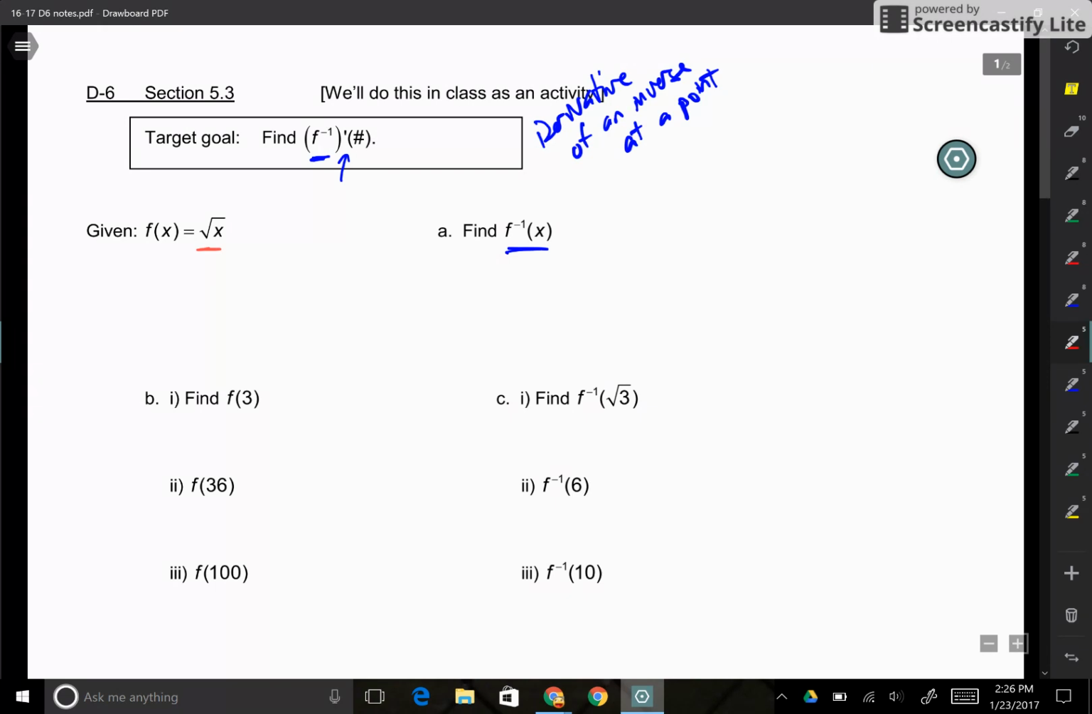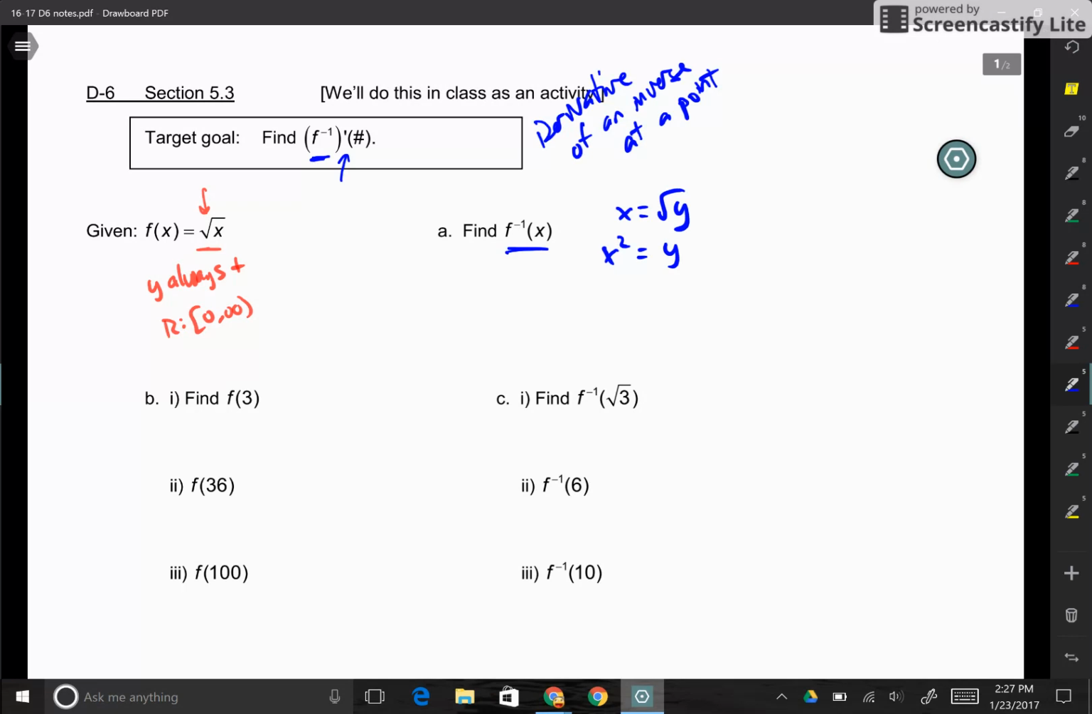Now, before I start, that's a square root. I see no symbol right there, which means that this square root is always going to turn out positive. So if my y's are always positive, that must mean my range is 0 to infinity. I point that out because when I come over here to do my inverse, swapping x and y and solving for y, y is going to be equal to x squared. Well, x squared is a parabola opening upward. That's not a one-to-one function. Since it's not one-to-one, we'd have to limit the domain.